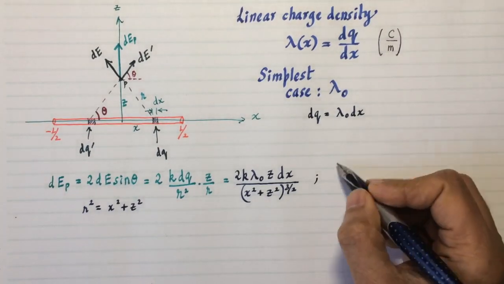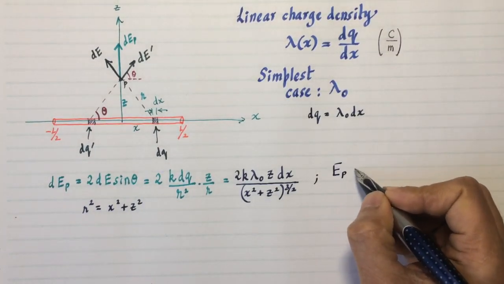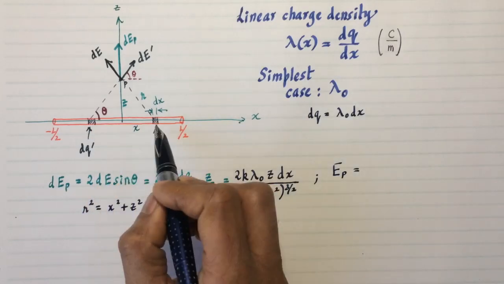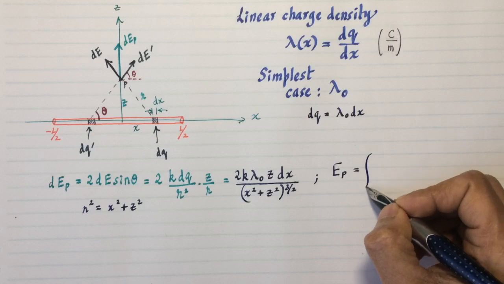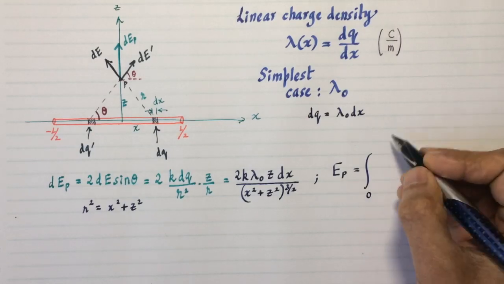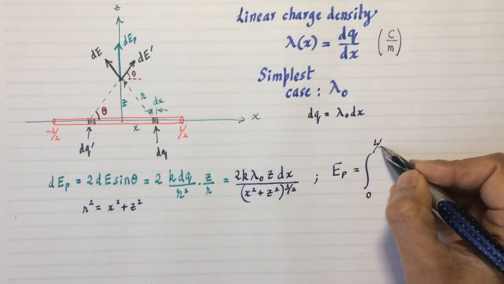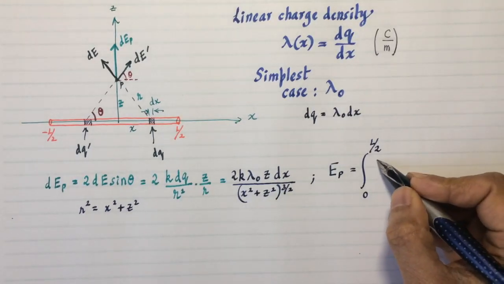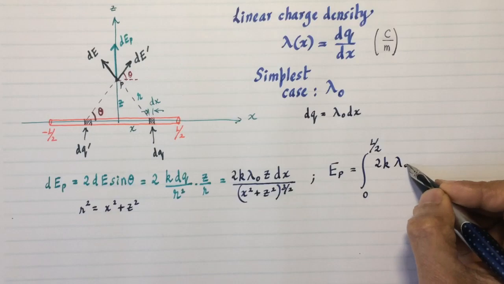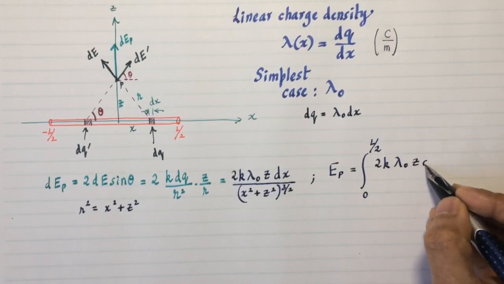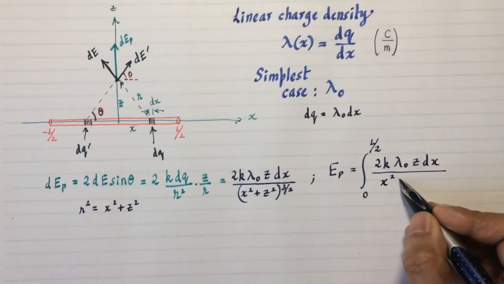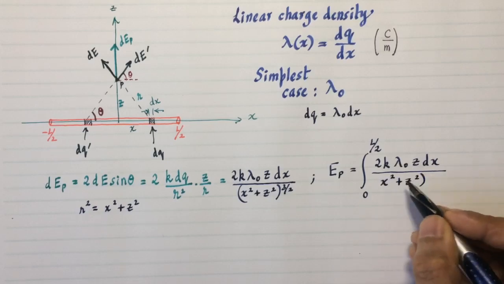The total electric field E sub p is given by integrating. Now, because we have considered the mirror elements, we're only going to integrate across half the rod. So it's from 0 to L over 2 of this quantity here. So that's 2k lambda naught z dx divided by x squared plus z squared to the power 3/2.